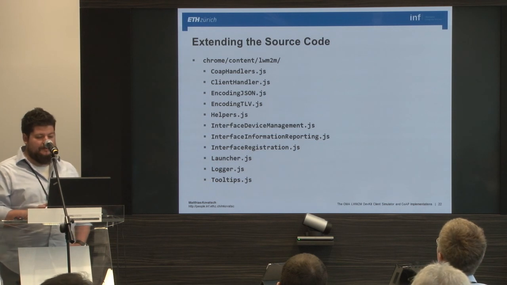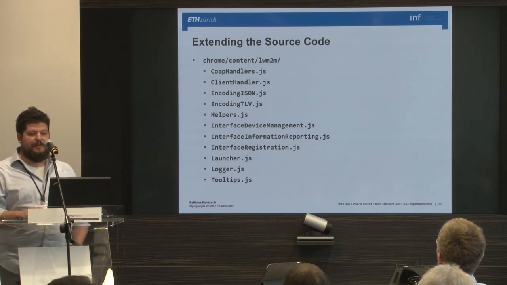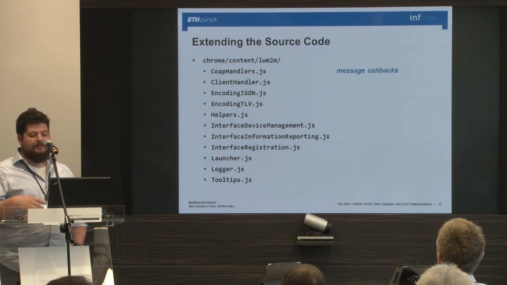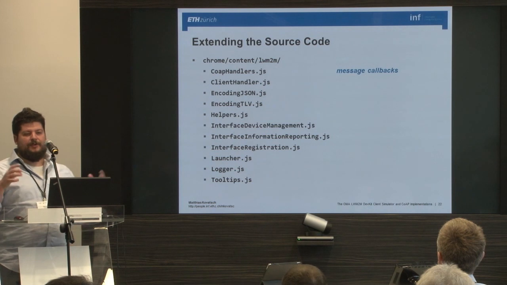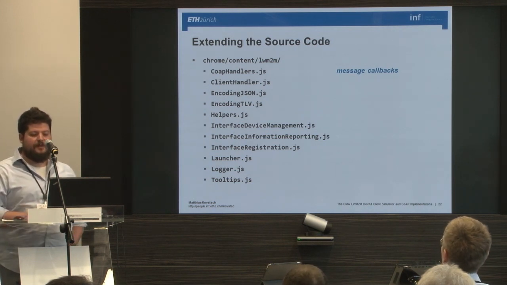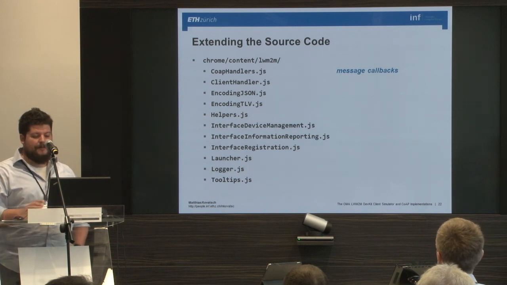Let's have a quick look at the important part if you want to extend this, the lightweight M2M implementation. The first thing, CoAP handlers, that's kind of the message callback. So if you receive something, that's, for instance, where blockwise transfers would be handled, so that only once it's reassembled and you have the full request, it will be forwarded to a specific resource. And other special handlings you can put there.